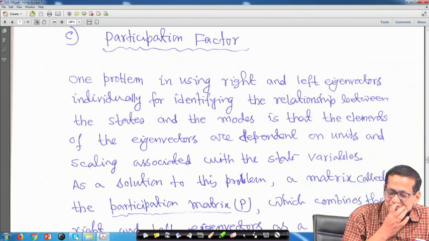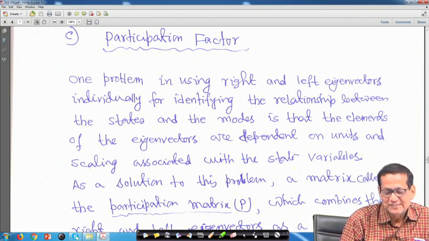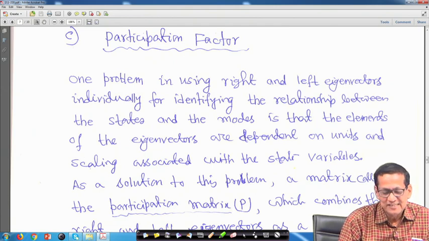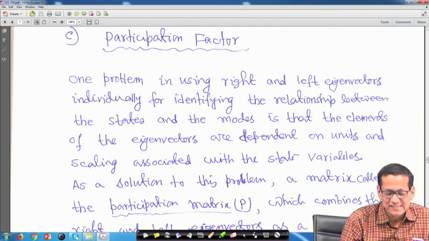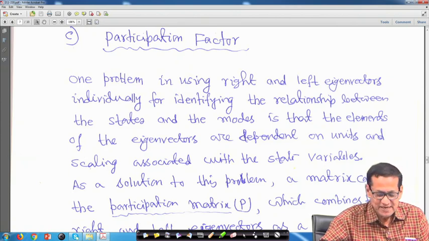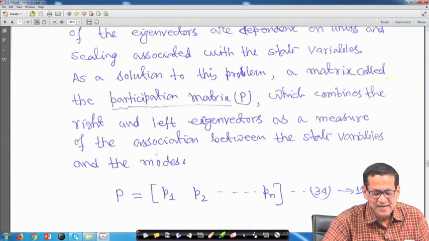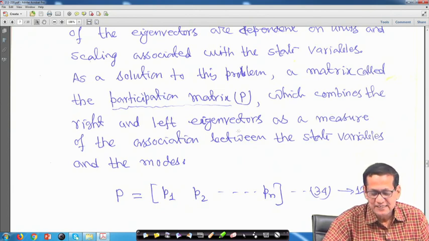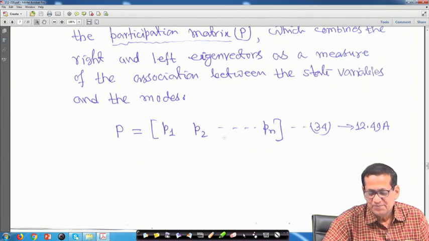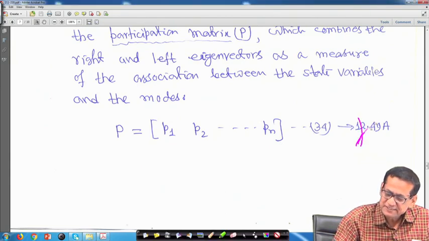The problem in using right and left eigenvectors individually for identifying the relationship between the states and the modes is that the elements of the eigenvectors are dependent on the units and scaling associated with the state variables. As a solution, a matrix called the participation matrix P combines the right and left eigenvectors as a measure of the association between the state variables and the modes. Therefore, P can be given as [P_1, P_2, ..., P_n], this is equation 34.